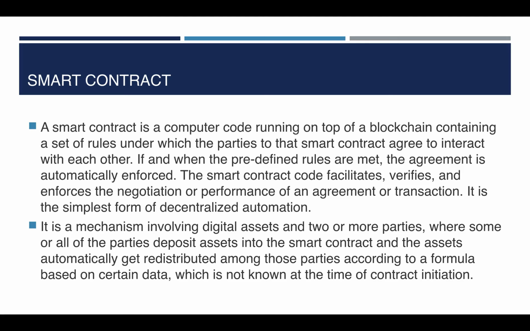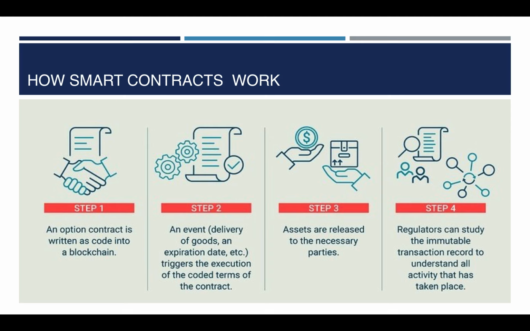Now, since we understood the definition of smart contract, let us understand how smart contract works. This is a pictorial representation of how smart contract works. In the first step, the smart contract is written as code into the blockchain network. In step 2, when a certain event occurs, the smart contract code will get automatically executed. Step 3 leads to transfer of assets from one party to another party in the network.